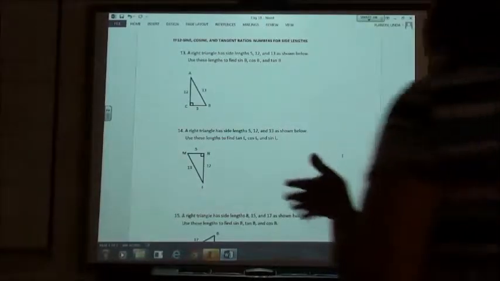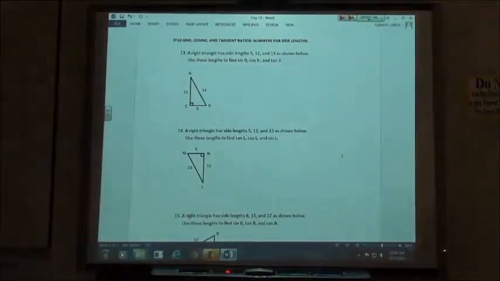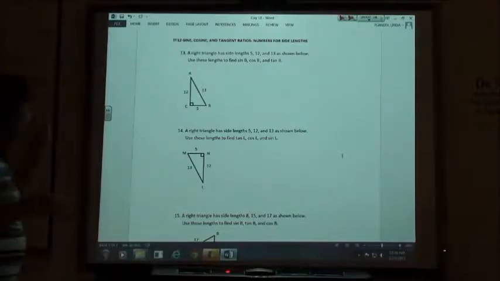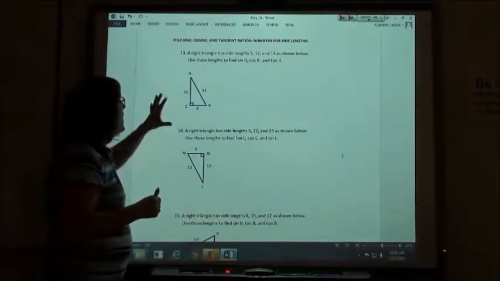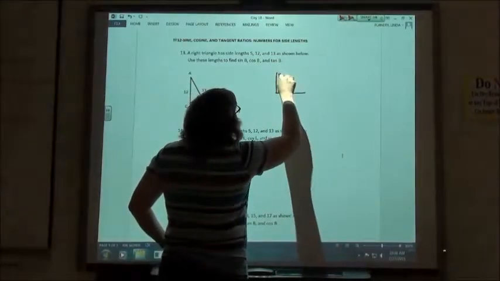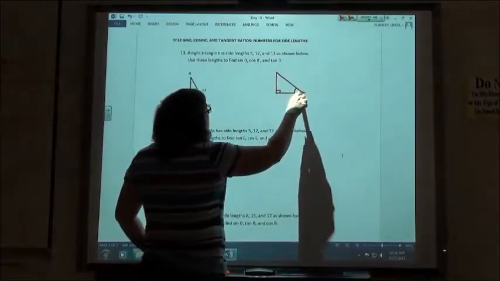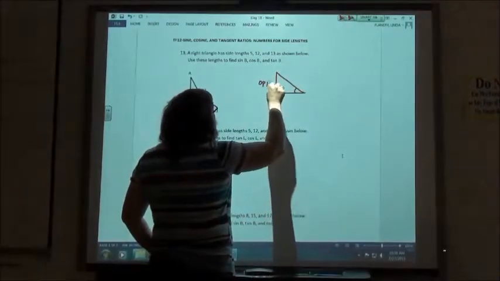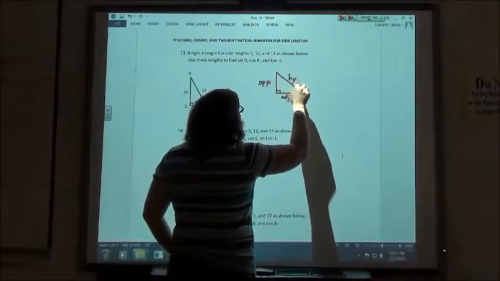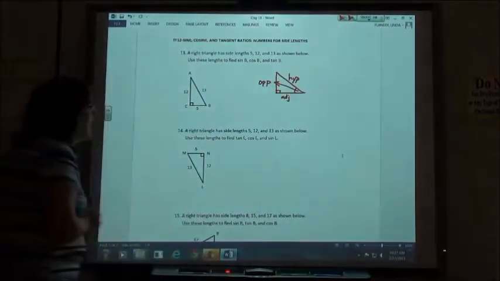Alright, the next one, now they're getting into the sine, cosine, and tangent ratios. So now getting more into some of the things that we've already touched on, and that's why they give you a chart on some of those. First of all, if I have my right triangle, and this is the angle that I'm working with, this is my opposite side. This one's going to be my adjacent side. And this is going to be my hypotenuse. So the opposite, you always can just go straight across. That's going to be your opposite side.